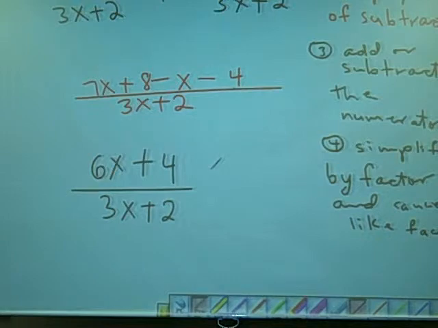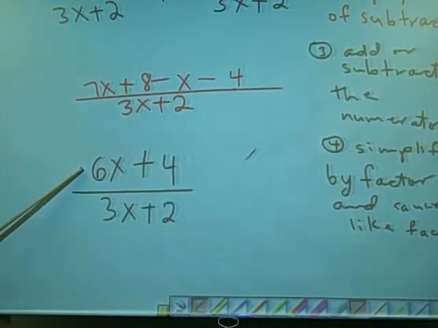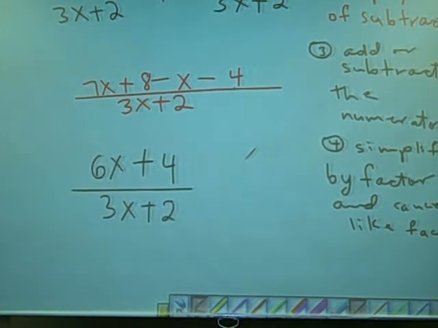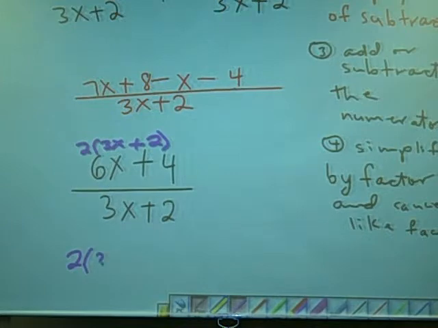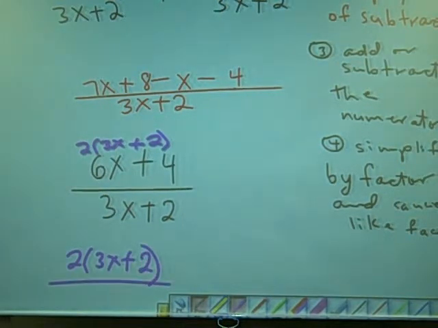Can we factor anything here? And you can see, you might be able to factor both the numerator and the denominator. Well, let's look at the numerator. Do we have a common factor here? Sydney? 2. Yeah, 2. And so that would give us 2 times 3x plus 2, over 3x plus 2.